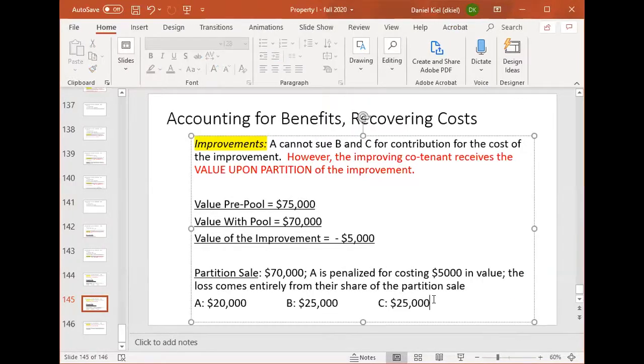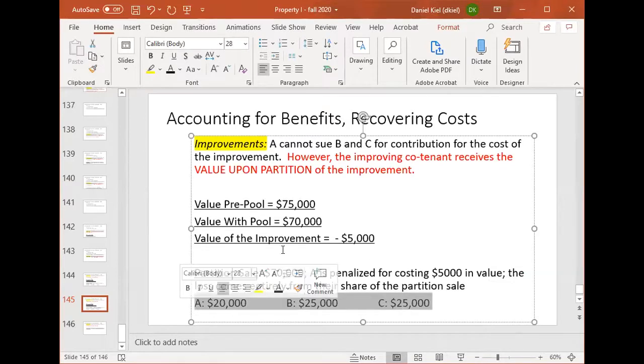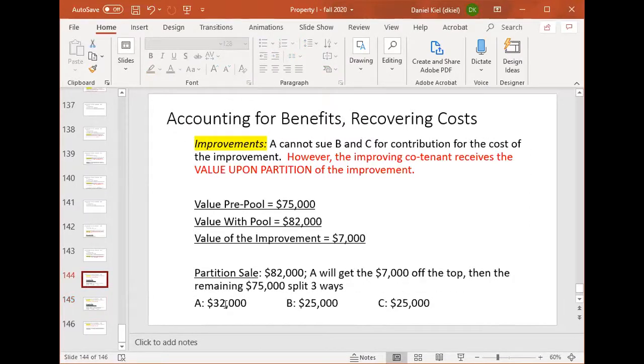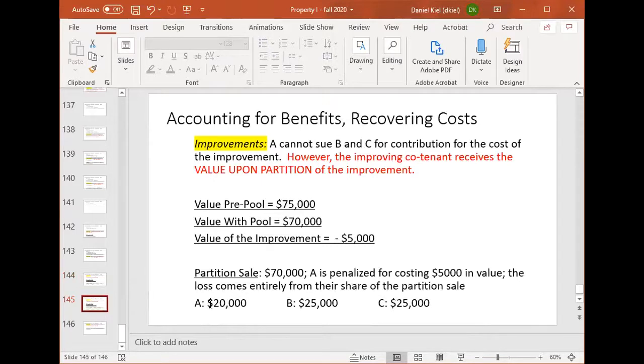The outcome when you have a $70,000 sale for property that was valued at 75, but now because of the improvement is down to 70, is that it will be split this way. A takes the full loss. Just like in the previous example, A took the full gain, the upside risk. Here, A takes the full loss, the downside risk, and B and C's shares are not affected.